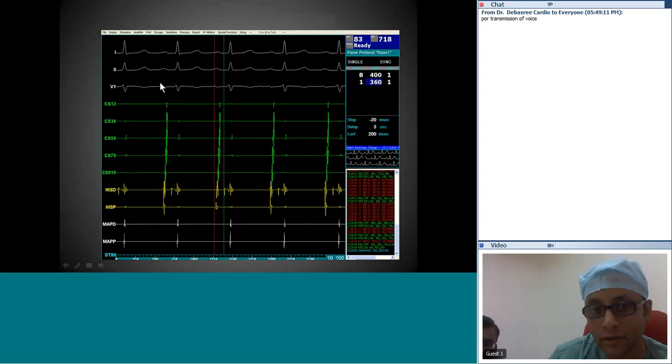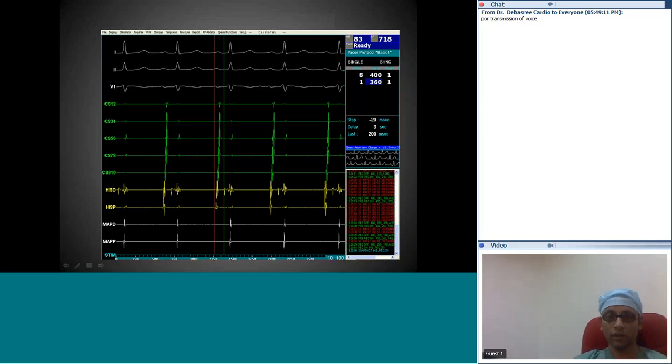Unfortunately I can't draw a line here, but I've drawn a line here, the red line. The earliest A is in the His proximal, then the His distal, then CS9 and 10. So that is the mouth of the coronary sinus. Then it is 7, 8. Then it is 5, 6. So on. So the CS1, 2 is the last one which is activated. So this is normal midline conduction. We call this normal midline conduction.